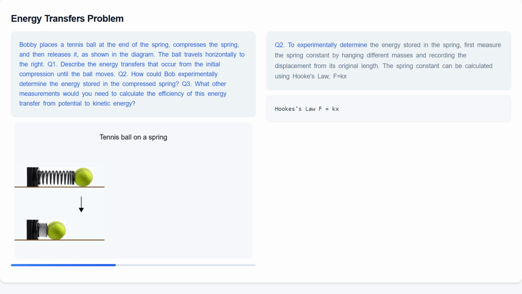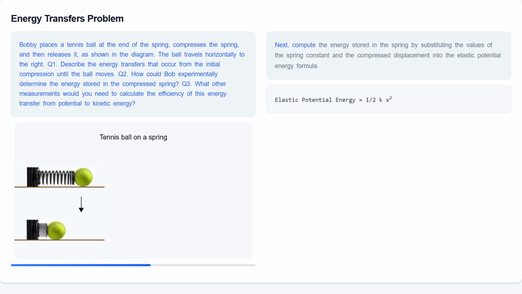Q2. To experimentally determine the energy stored in the spring, first measure the spring constant by hanging different masses and recording the displacement from its original length. The spring constant can be calculated using Hooke's law, F equals kx. Next, compute the energy stored in the spring by substituting the values of the spring constant and the compressed displacement into the elastic potential energy formula.